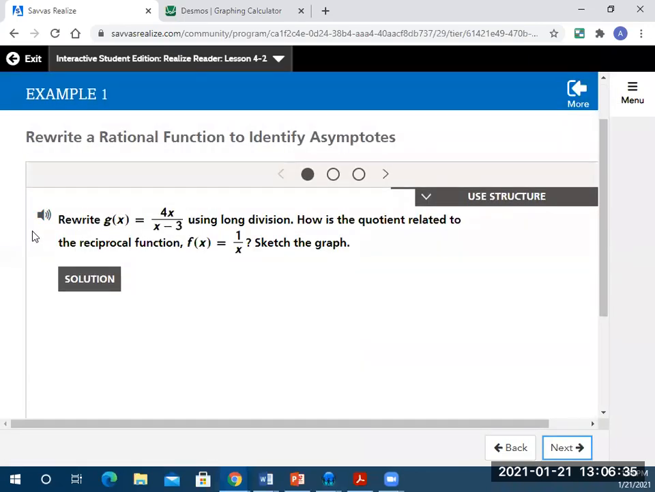All right, so here we are. Example 1. Again, you're on page 184 in your workbook, and example 1 tells us to rewrite a rational function to identify asymptotes. So who remembers what an asymptote is and can tell me the definition?